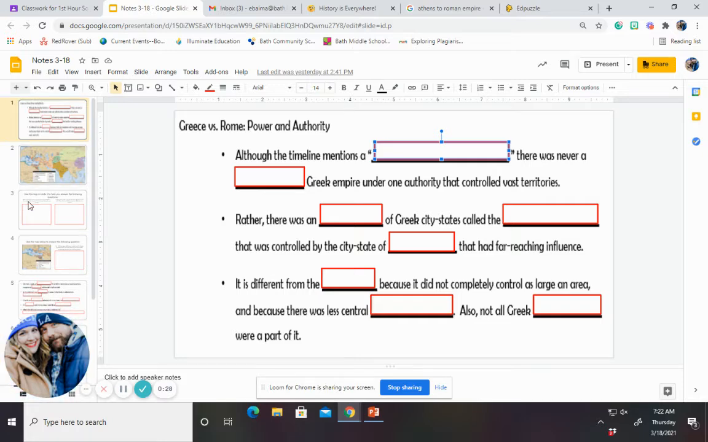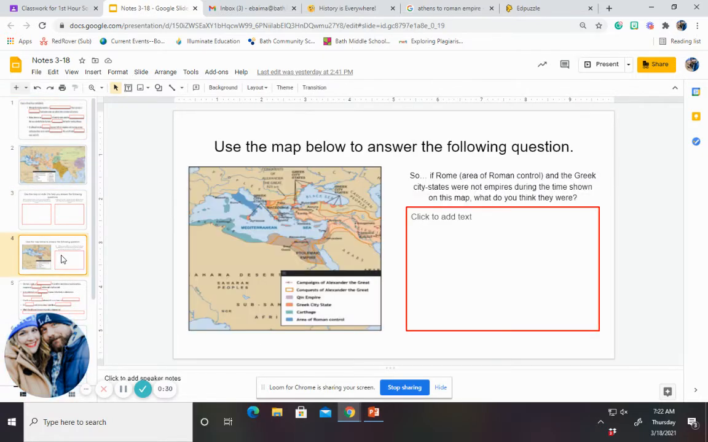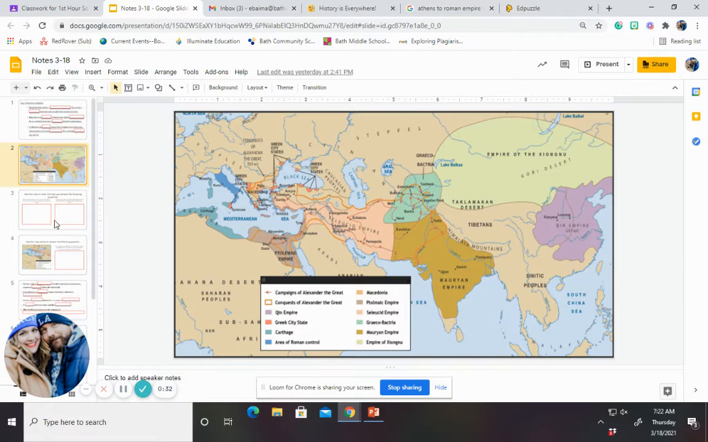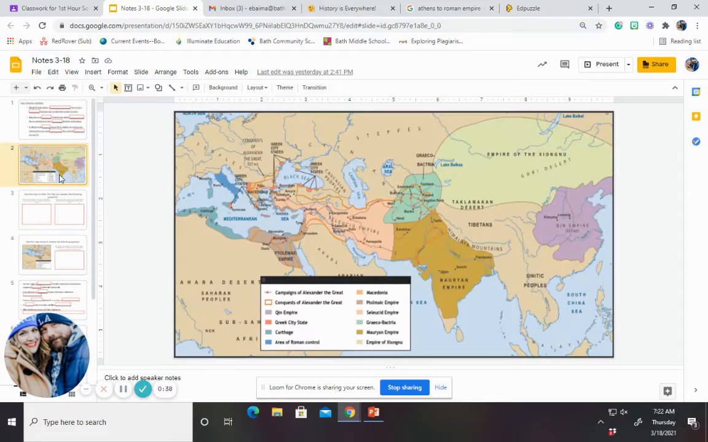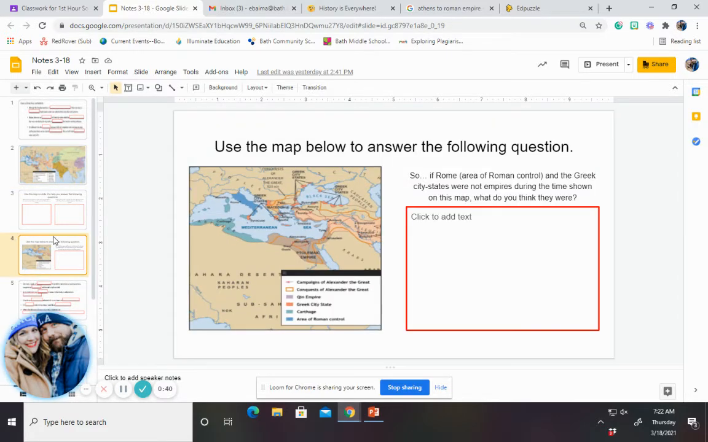You will notice for slides 3 and 4 that you have some maps to help you answer these questions. These are brainstorming questions, so I expect you to use the maps to help you answer the questions, but there is no right or wrong answer. I just want you to start thinking about this transition from city-states to empires and how this will affect the civilizations of Era 3.